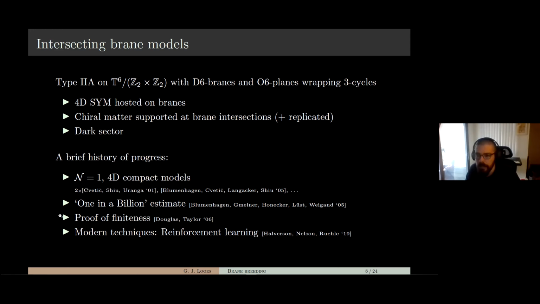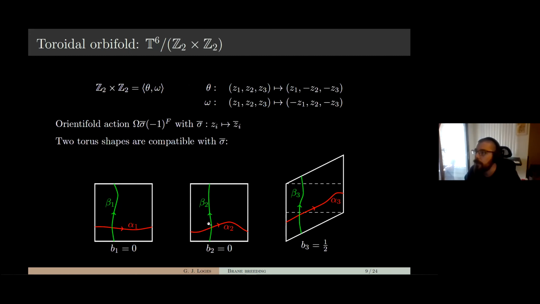The set of consistency conditions is some very complicated Diophantine equations and inequalities, which in general is NP hard to determine whether, first of all, whether there are solutions, but also whether there are a finite number of solutions. But for this particular set of Diophantine equations, there was a proof of finiteness that followed fairly shortly after. And then more recently, we've seen some modern techniques come to the table. This group here 2 years ago used reinforcement learning to search through the landscape and find these consistent models with lots of success.